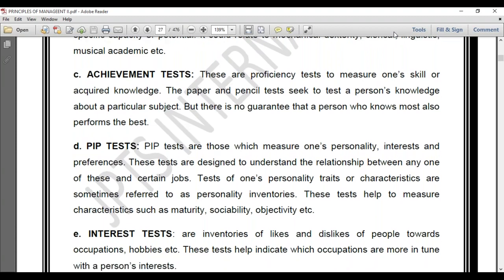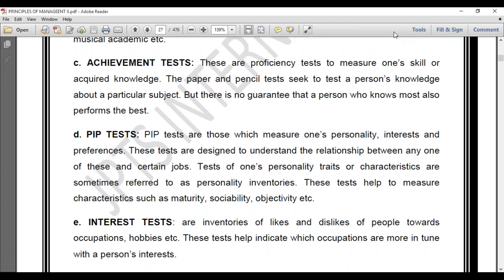This PIP test measures your personality, the kind of person you are. Are you a criminal or a trusted person? That is the kind of test to that effect.